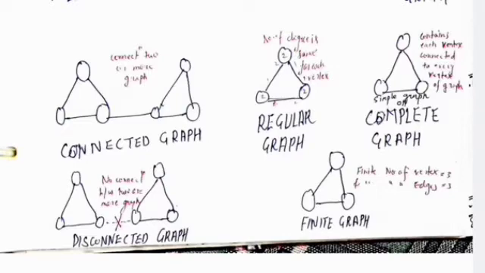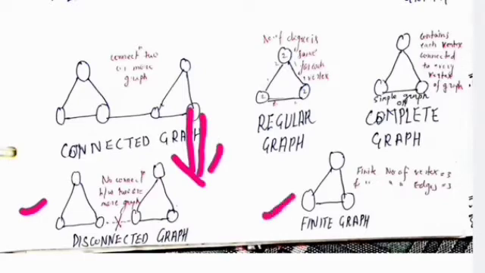And next is your disconnected graph. A disconnected graph is defined as having no connection between two or more graphs, that is called your disconnected graph. It is just the inverse of the connected graph.